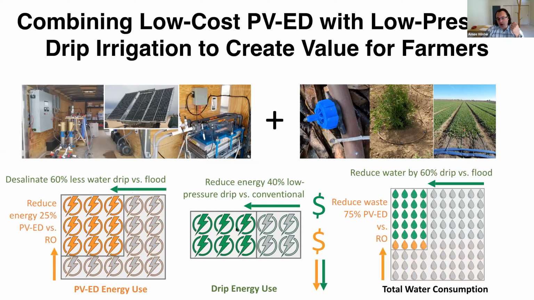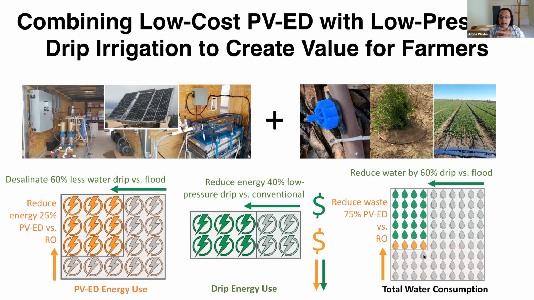Then we can further reduce our energy by using our low pressure drip emitters versus conventional emitters, which lowers your energy consumption by about 40%. And then in terms of water usage, we have 2 compounding beneficial factors as well. We can reduce our water usage with drip irrigation versus flood by about 60%. And then we can reduce our wastewater substantially using ED versus RO, which reduces the amount of water we have to take out of the ground and use in the system. So we get a massive fractional difference in reduction in our water usage.